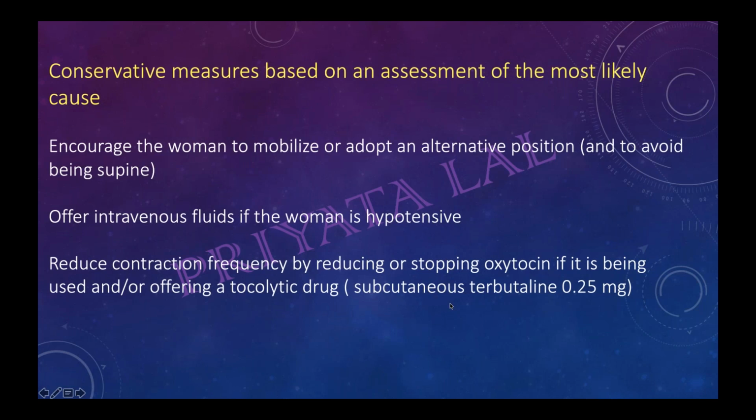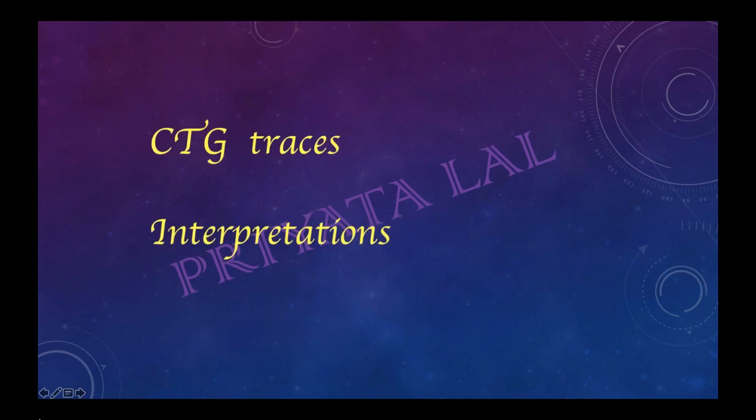Tocolytic, like subcutaneous terbutaline 0.25 milligram. This number you have to remember, because usually they give this in their answer stem. Okay, so these are the conservative measures. Now that's all about theory for CTG traces. After that there are so many traces for interpretation.